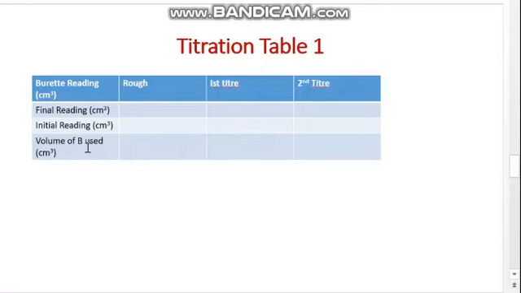Based on what we are doing now in this our project, the sample we are taking is B. That's why I'm writing here volume of B used, because B is the one inside the burette, and this table has to do with values from the burette. So look at the arrangement. The final stays up, the initial stays down. Very, very important. This is your titration table.